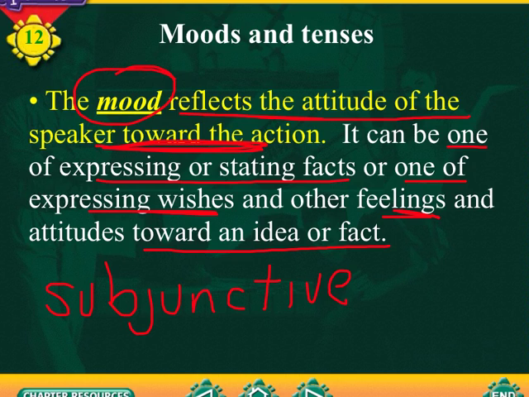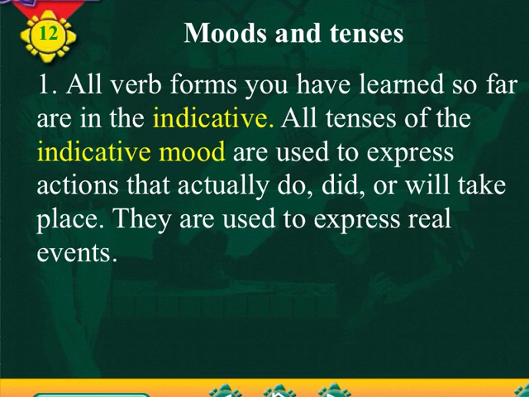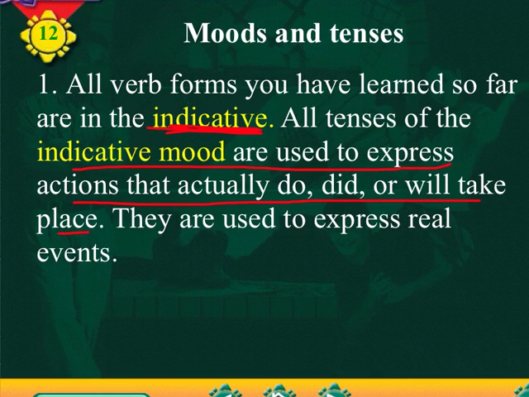And then we're going to compare this mood to a mood that you've been working with, and we'll talk about that in a minute. The mood that you have been working with for those three tenses that we just went through, the present, the preterite, and also the imperfect, is the indicative mood. And the indicative mood is used to express actions that actually did, or will take place. They are used to express real events.